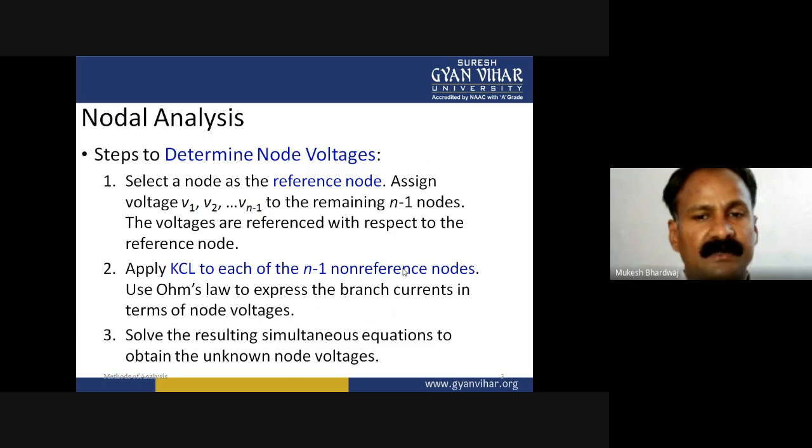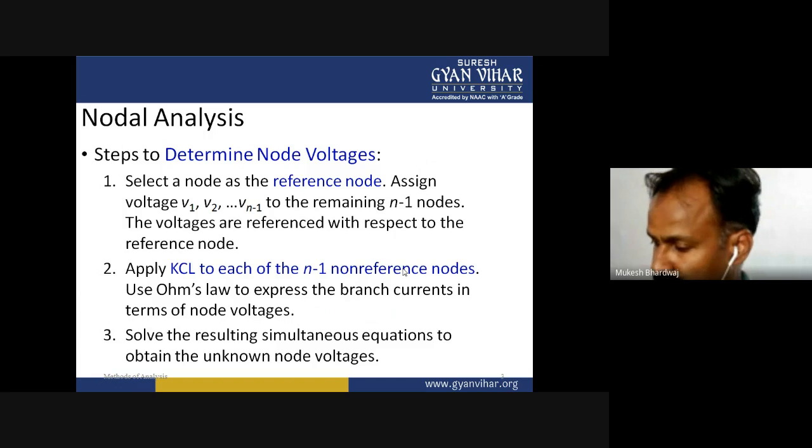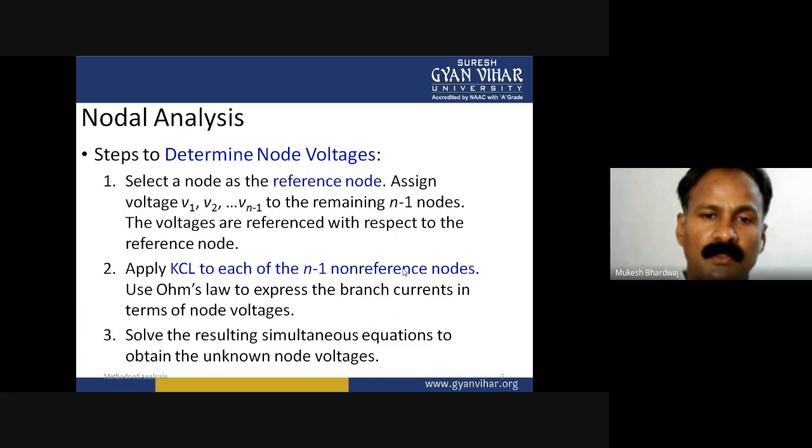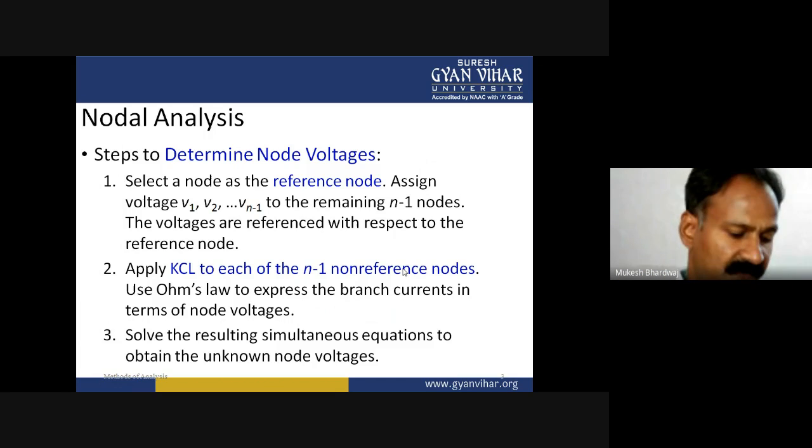Select a node as the reference node. First of all, any circuit is given, then we are just going to choose a reference node first. Then we are assigning voltages V1, V2, up to Vn minus 1 to the remaining n minus 1 nodes. The voltages are referenced with respect to the reference node.